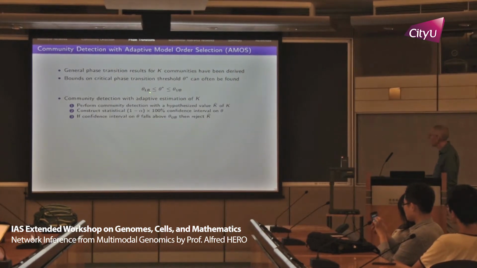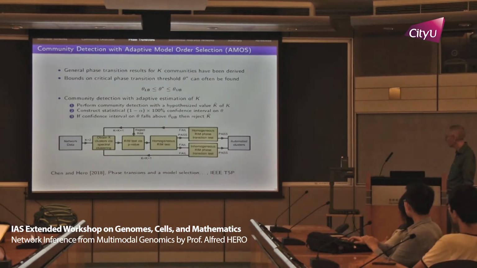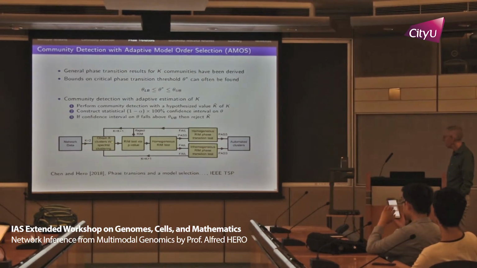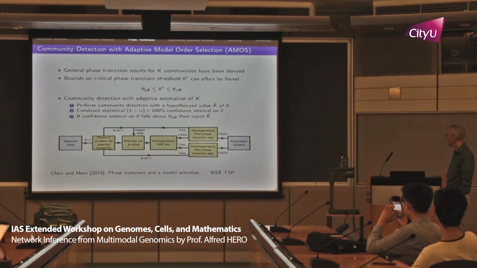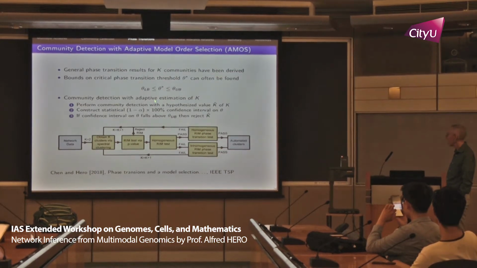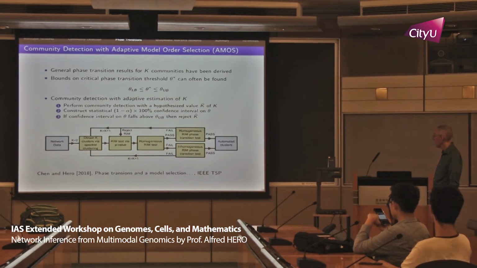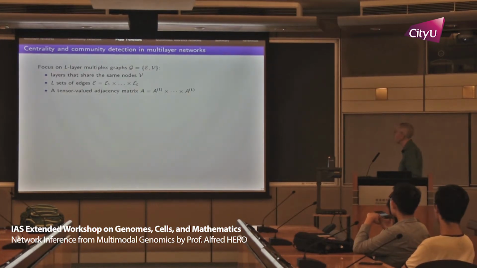In other cases, you can find lower and upper bounds, and you can use these to adaptively select the right number of clusters. I'm not going to discuss how this works, but this will appear in a paper that's in press that allows you to start from network data and completely automate the process of both selecting the number of clusters with a statistical guarantee on the confidence in those clusters, and then identify your communities.